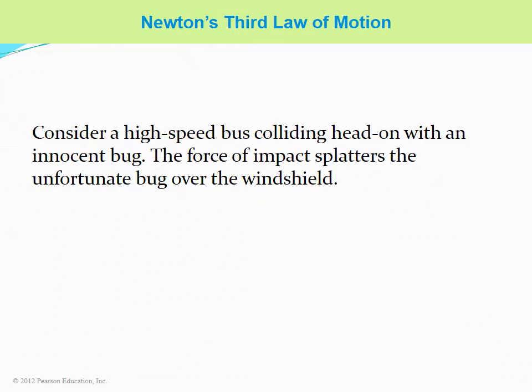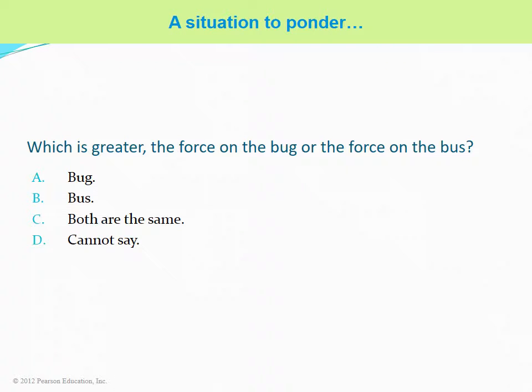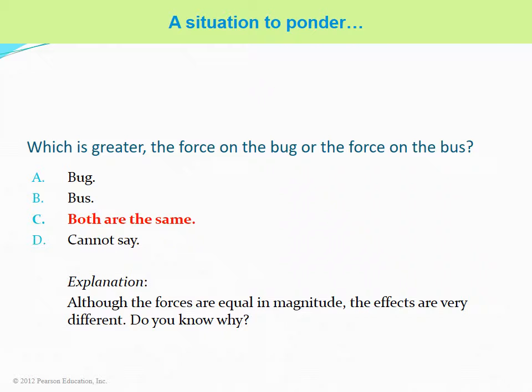Consider a high-speed bus colliding head-on with an innocent bug. The force of impact splatters the unfortunate bug over the windshield. Which is greater, the force on the bug or the force on the bus? A, the bug, B, the bus, C, both are the same, or D, cannot say. Answer is C, both are the same. Although the forces are equal in magnitude, the effects are very different. Do you know why?